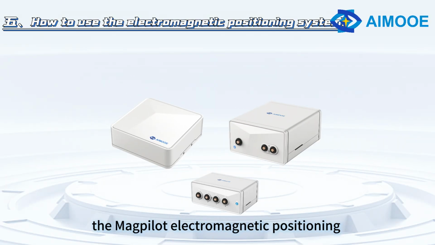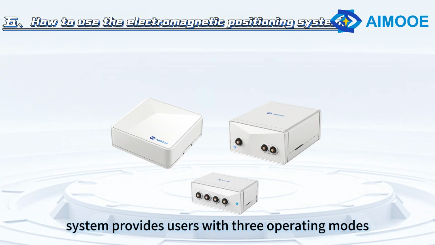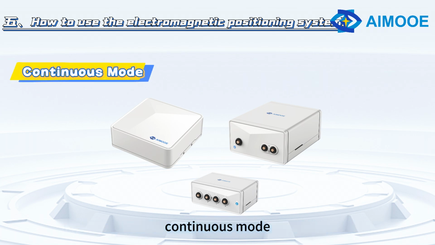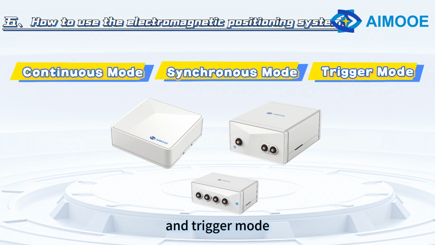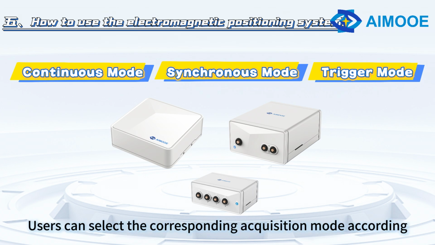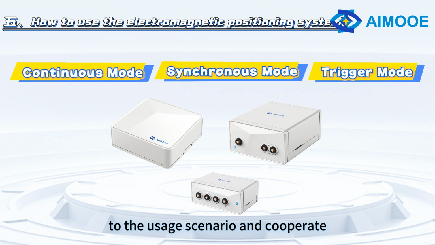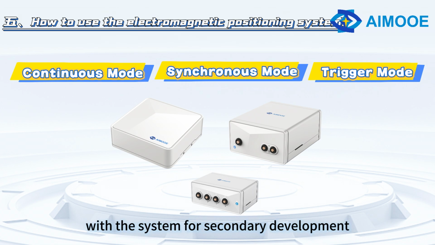Finally, the MagPilot electromagnetic positioning system provides users with 3 operating modes: continuous mode, synchronous mode, and trigger mode. Users can select the corresponding acquisition mode according to the user scenario and cooperate with this system for secondary development.